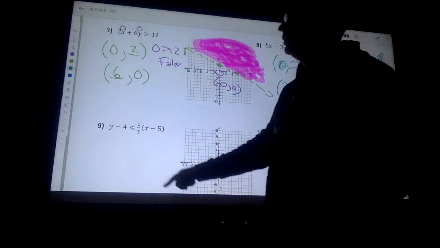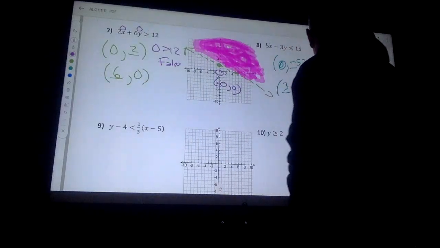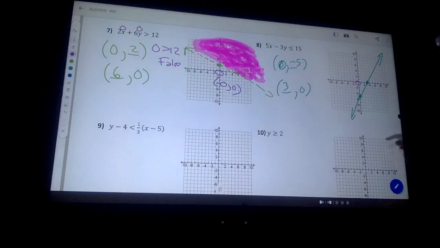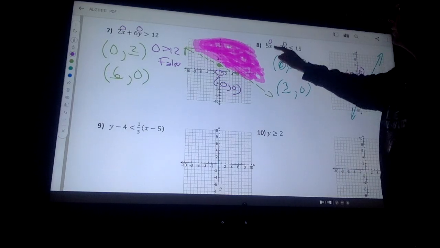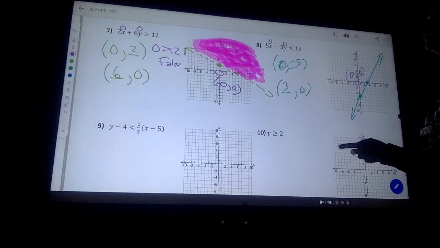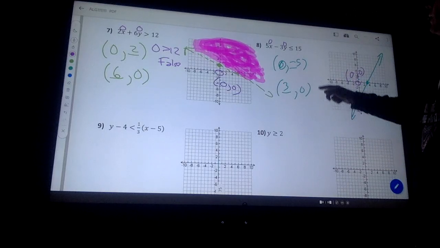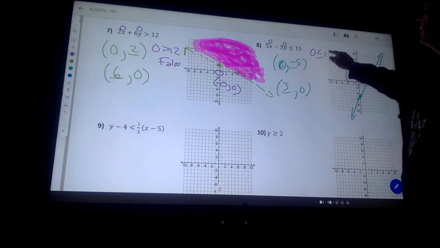Take a look where 0, 0 is. The only time we won't use 0, 0 is if our line goes right through it. So we're going to plug 0, 0 into here. So again, if I plug 0 there, 0 is there. 5 times 0 is 0. 3 times 0 is 0. 0 minus 0 is 0. Is 0 less than or equal to 15?